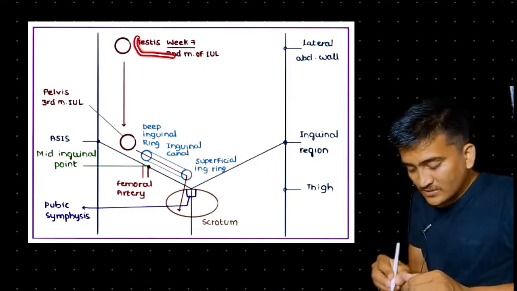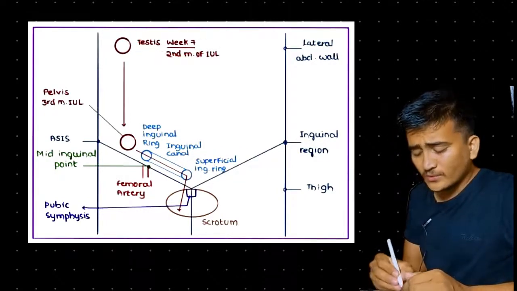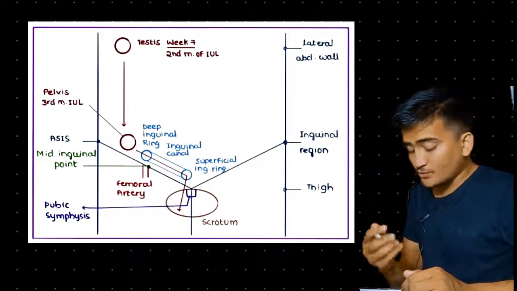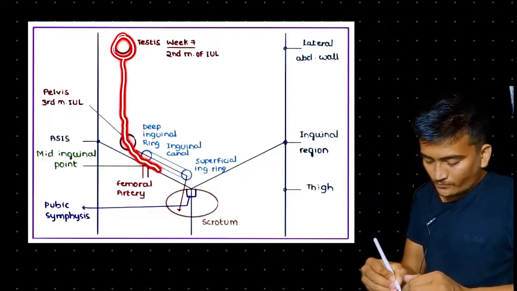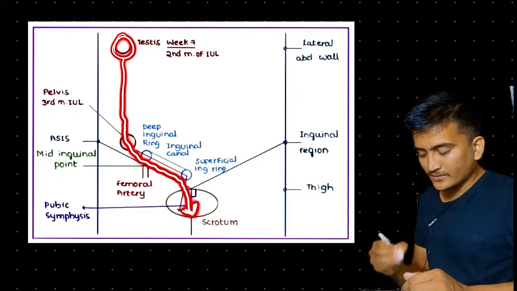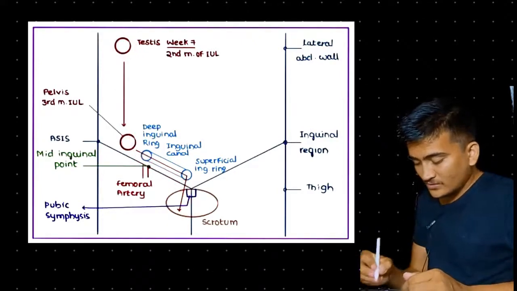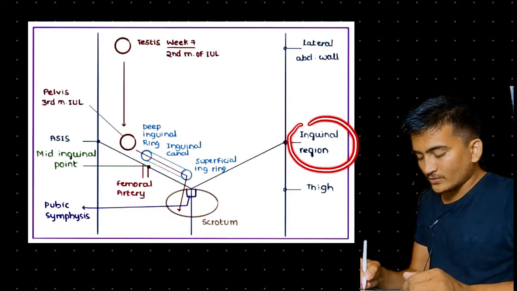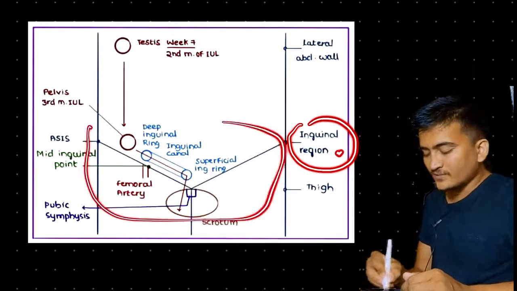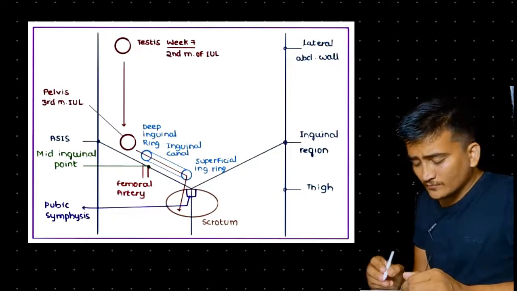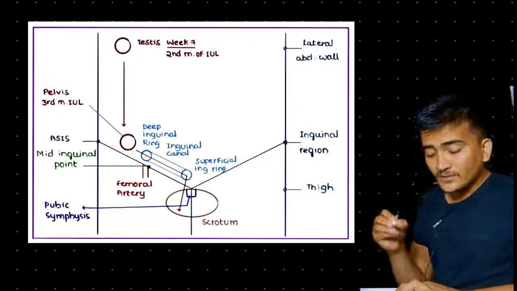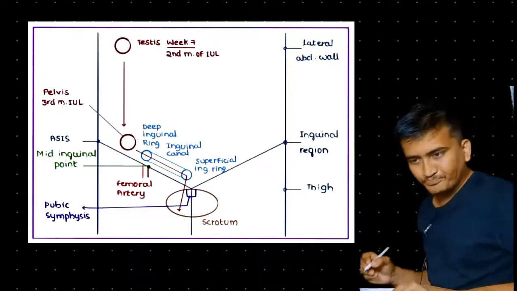And this testis will move from the abdominal cavity or peritoneal cavity into the scrotum through this path, as you can see right here, right? And these points are what? Inguinal region. Whatever is happening here is the inguinal region. Okay, now the testis will move. Now the timing of the descent of the testis.